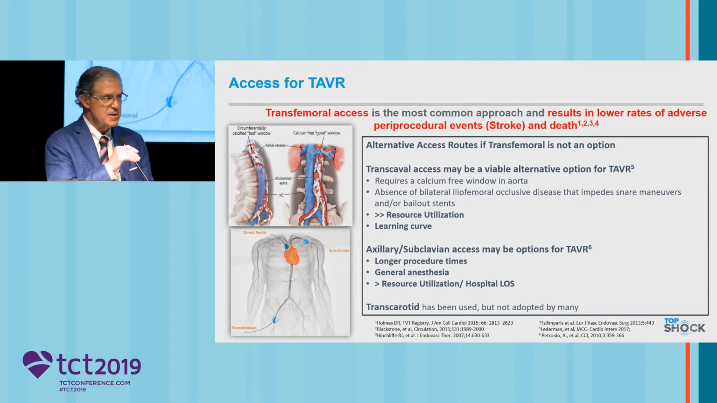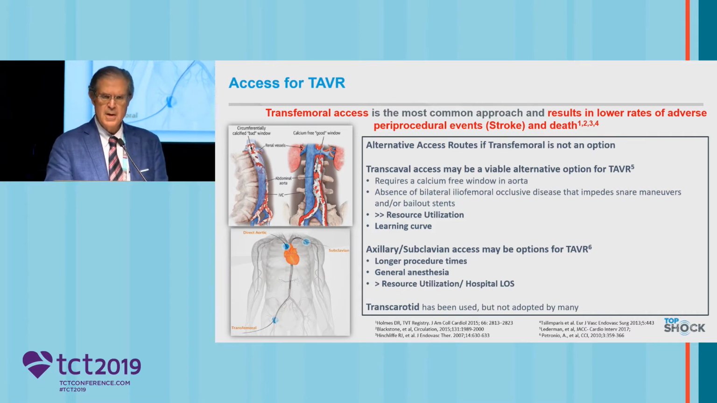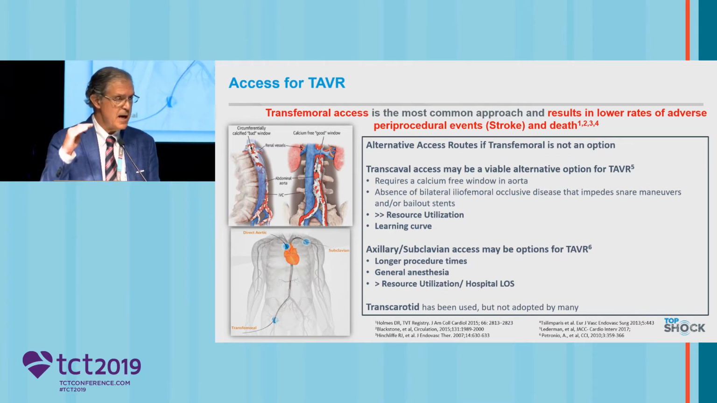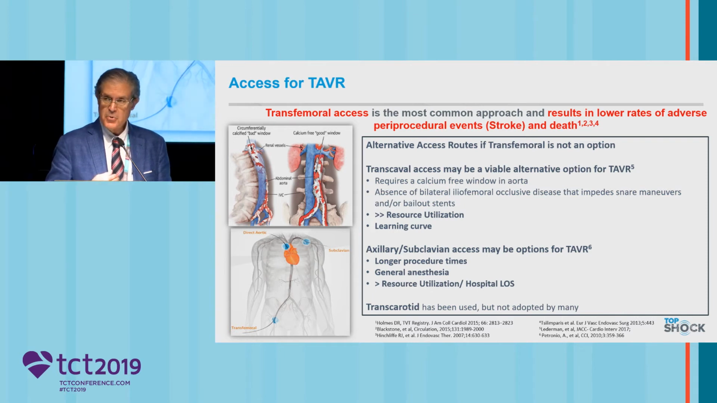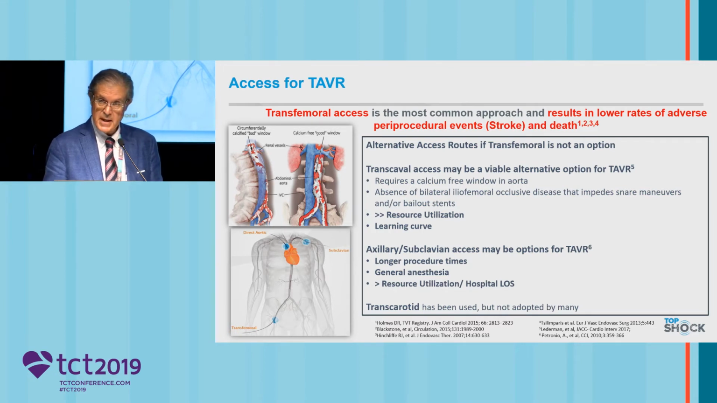Well, TF access is the access of choice. It's the best access. We all know that, whether it was EVAR, TVAR, you saw TAVR, and mechanical cardiac support, a couple of those cases. It has lower rates of adverse periprocedural events following TAVR, lower rates of stroke and death. And we know that alternative access in general has a higher rate of complications and a higher cost. Our go-to alternative access at our center has been axillary subclavian, largely through surgical cut-down.